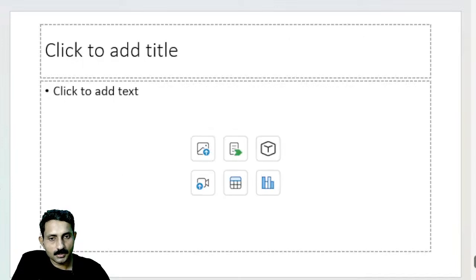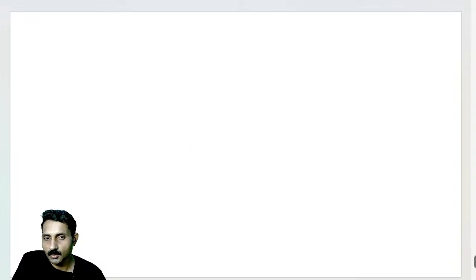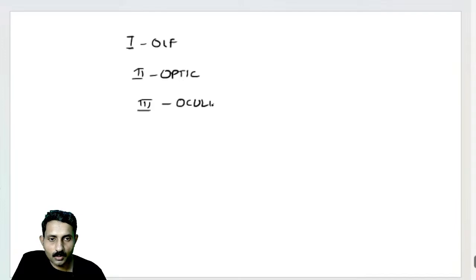Before going to this, we'll just see a quick recap about the cranial nerves of the body. How many cranial nerves are there? We have 12 pairs of cranial nerves. The first cranial nerve is the olfactory nerve. Second is the optic nerve. Third is oculomotor, and I'll give you a trick to remember this.